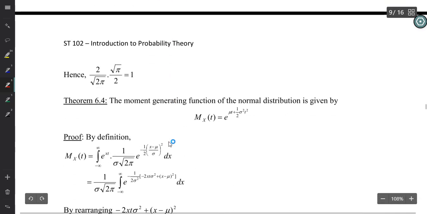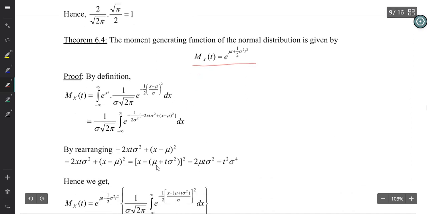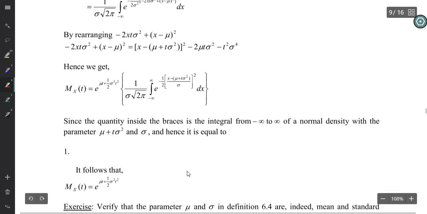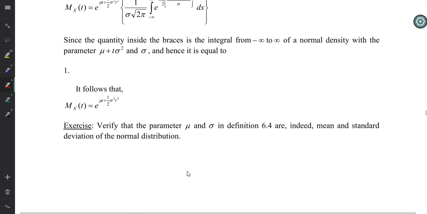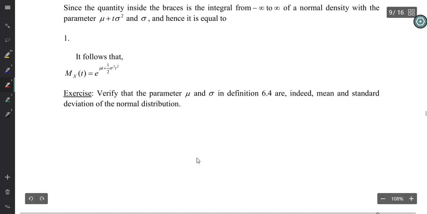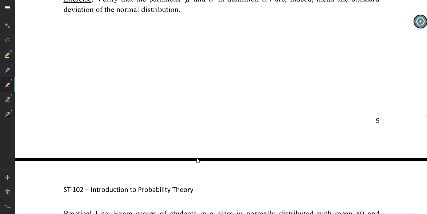And then we get the moment generating function of the normal distribution, given in theorem 6.4. Again, the proof is there. You can go over it leisurely and try to understand it. And here's an exercise also. Using the moment generating function, you can derive the parameters mu and sigma.